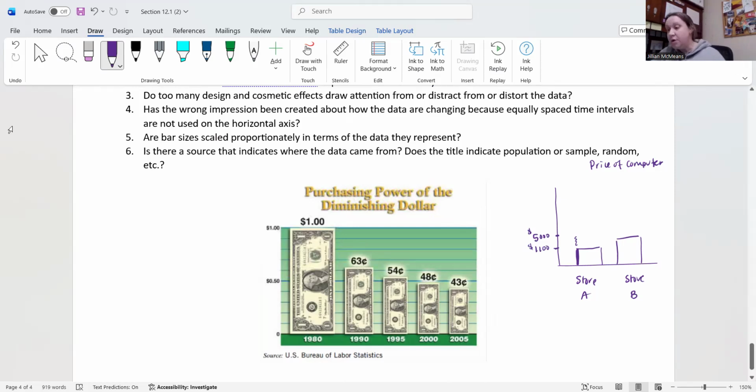Okay, so that is that. We have talked about collecting and organizing data. In the sections that are to come, we will talk about analyzing and interpreting data.